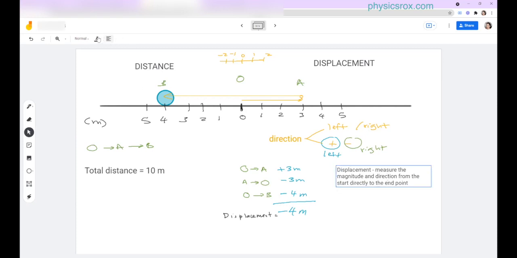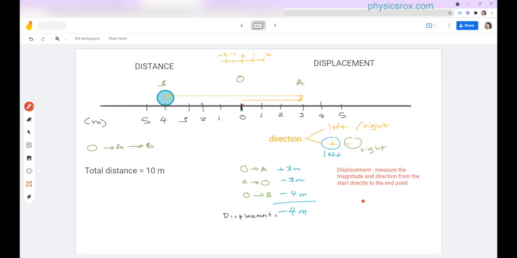Okay, means what? This is the start, this is the end. So even though it goes there, comes back, goes there, comes back, it doesn't matter. Just here's the start, here's the end. Oh, it goes to the left, so it's negative.